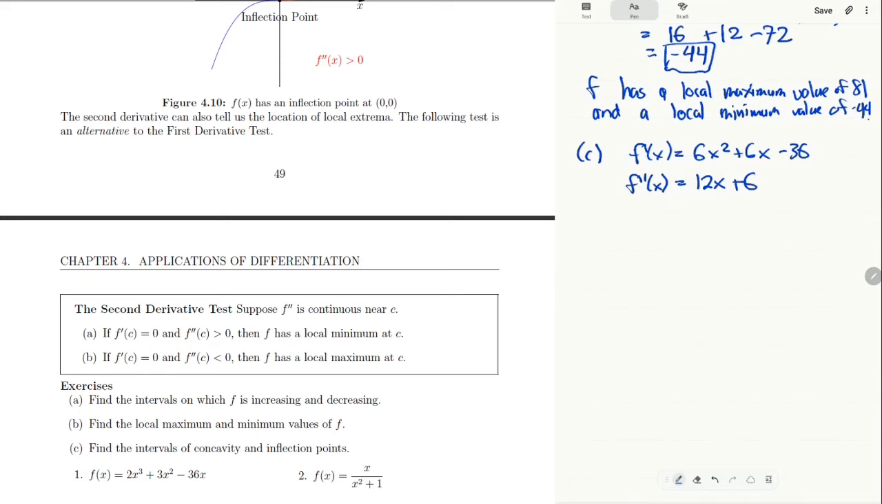And just like in part B, we will look for when the second derivative is equal to 0, and then we can use the number line to test the sign of the second derivative. So if we set the second derivative equal to 0, we get 12x plus 6 equals 0. So 12x is negative 6. So x is negative 6 over 12, or negative 1/2.